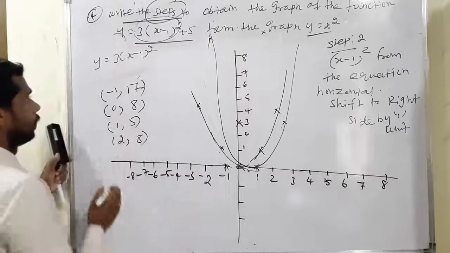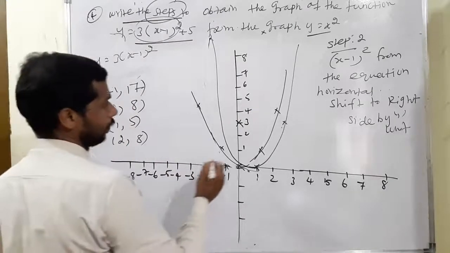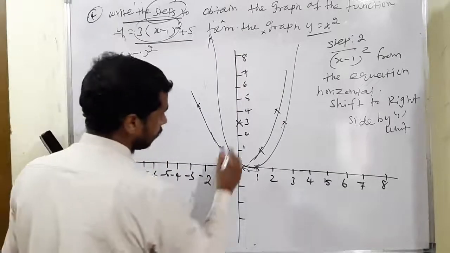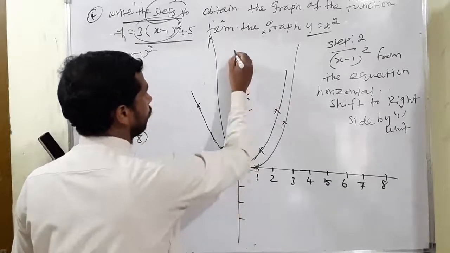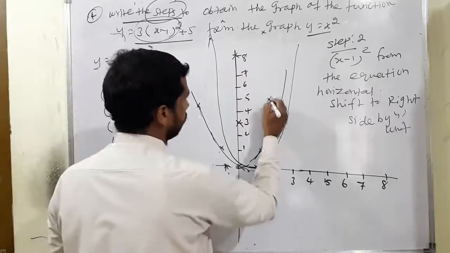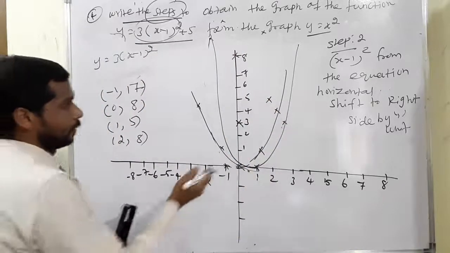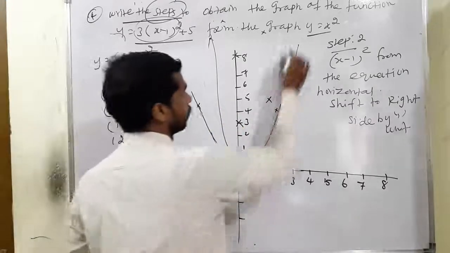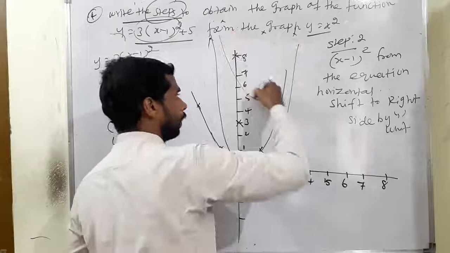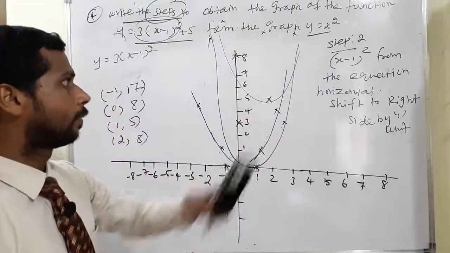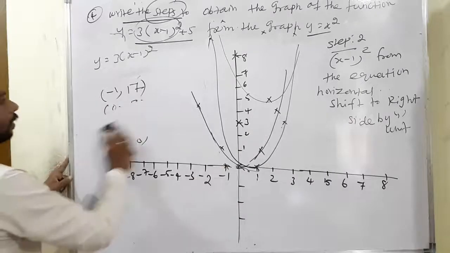The final one. Look at minus 1 comma 17, the biggest. 0 comma 8. The next one, 1 comma 5. So see, totally 5 units will be shifted. The next term also 2 comma 8. So it will plot like that, approximately 5 units. Therefore, step number 3.